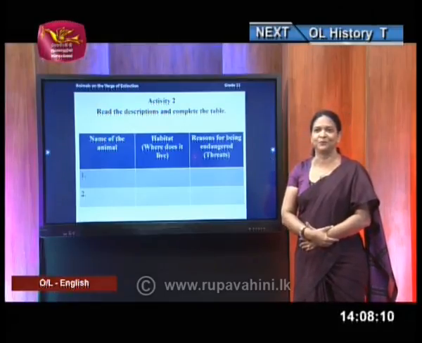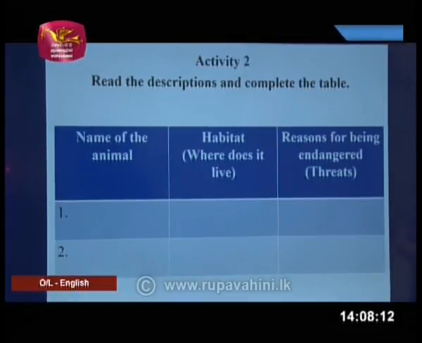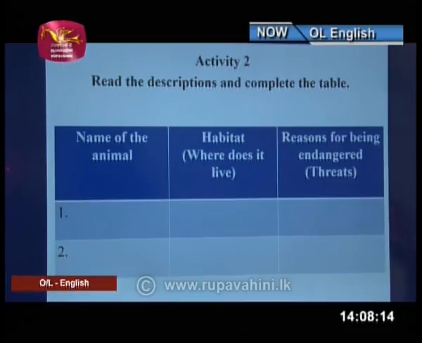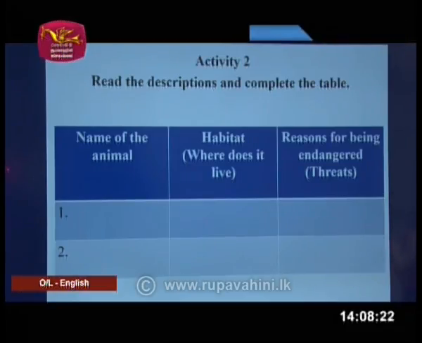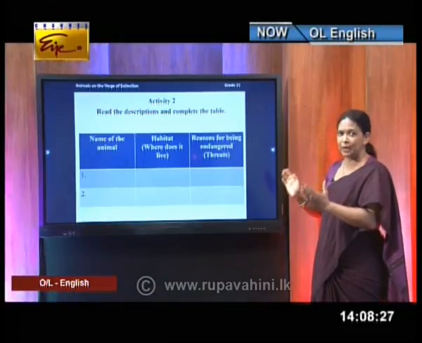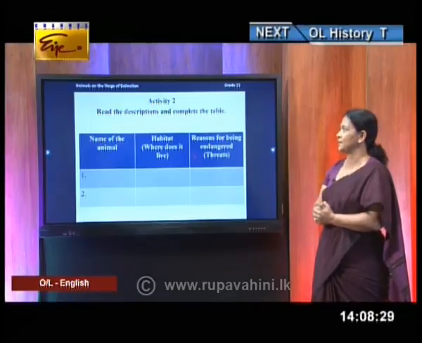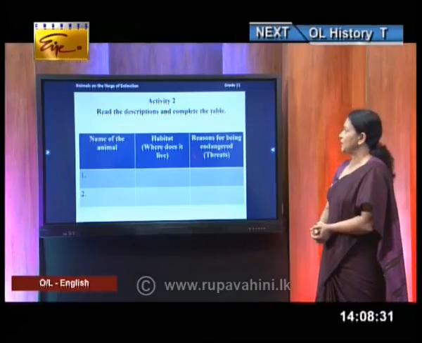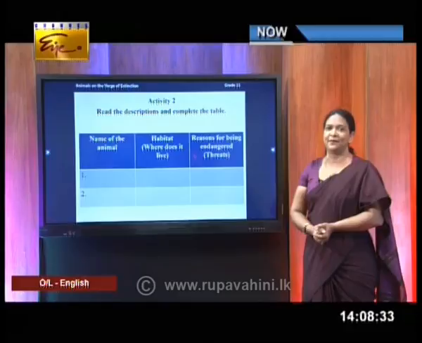Activity 2. In this activity also, you are going to read the text, but the activity is different. After reading the text, what you have to do is different. Here, you are asked to complete a table. Look at the instruction. Read the descriptions and complete the table.